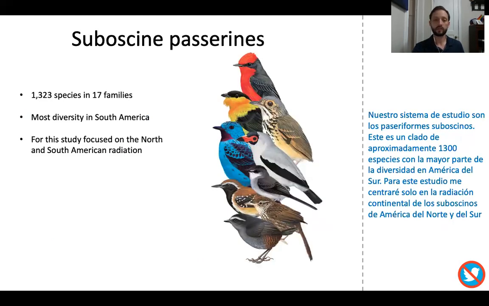Our study system is the suboscine passerines. This is a clade of about 1,300 species with most of the diversity in South America. For this study, I'll be focused on just the continental North and South American radiation of the suboscines.